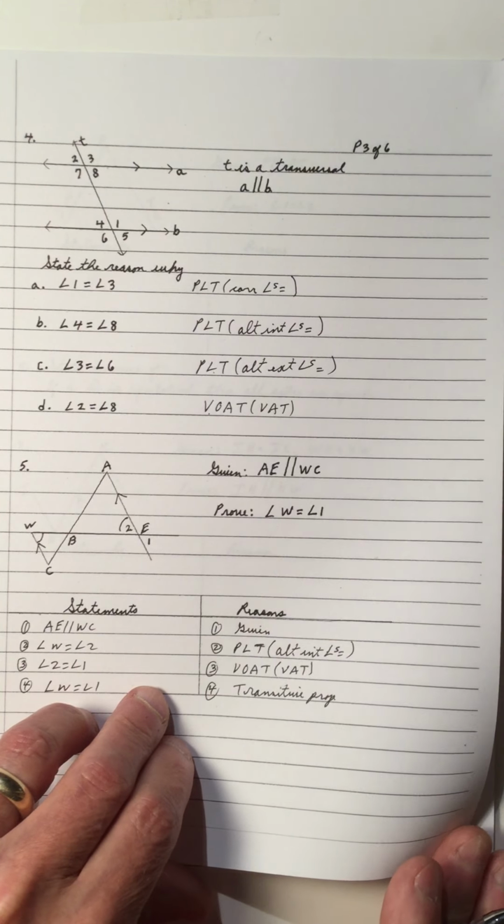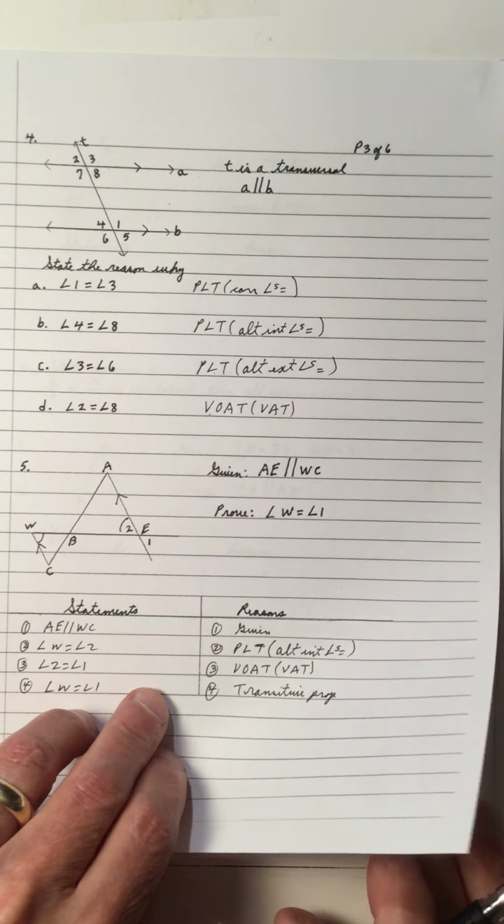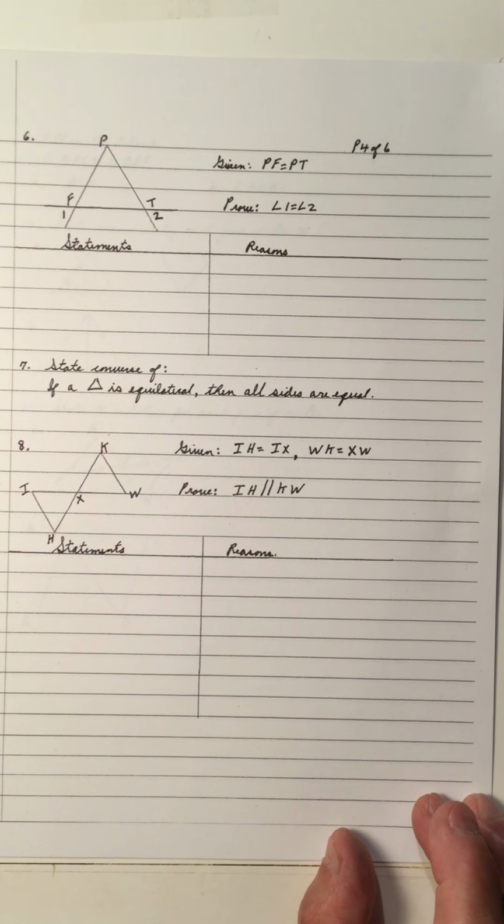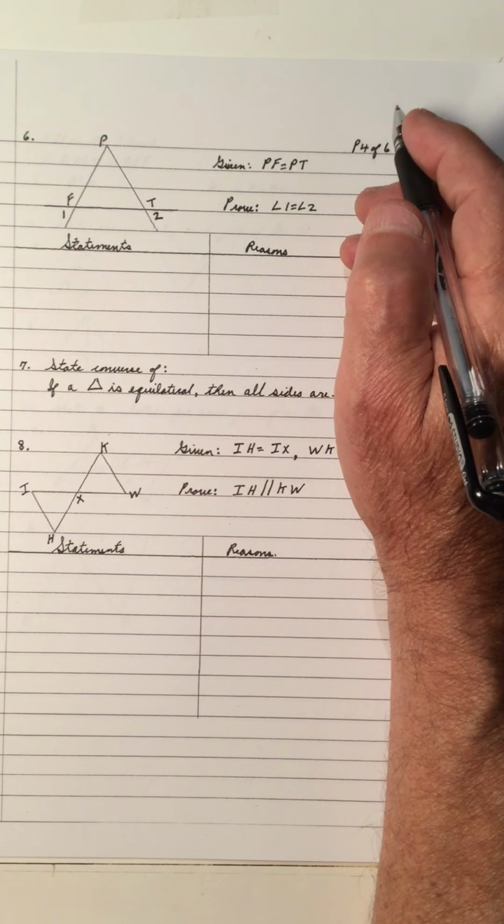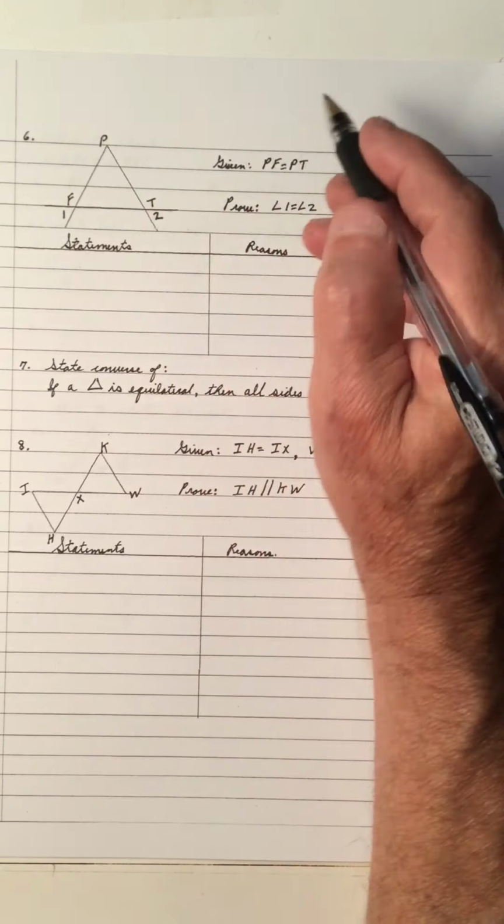Okay, hopefully everything is going well. You're getting your questions right. If not, look how I'm doing them and correct yourself. Number 6, we have a diagram here and it says that PF equals PT. So let's mark those. And it has to prove that 1 equals 2.